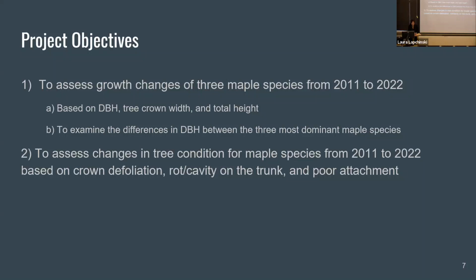The second objective is to assess the changes in tree condition for the three maple species based on crown defoliation, rot and cavity on trunk, and the pole attachment. The reason why I chose these three indicators is because they are obvious health condition signs for everyone, and I think they are more representative of tree performance. For example, I didn't choose leaning because leaning is usually associated with conflicts with surroundings, which is not a direct health condition indicator. Also, I think these tree health defects are urgent to be resolved.